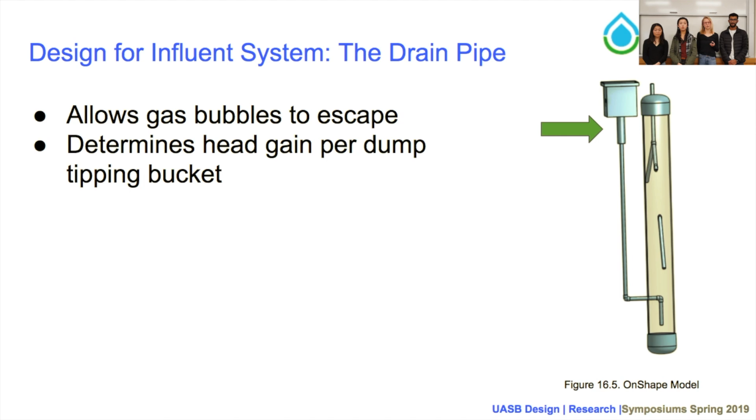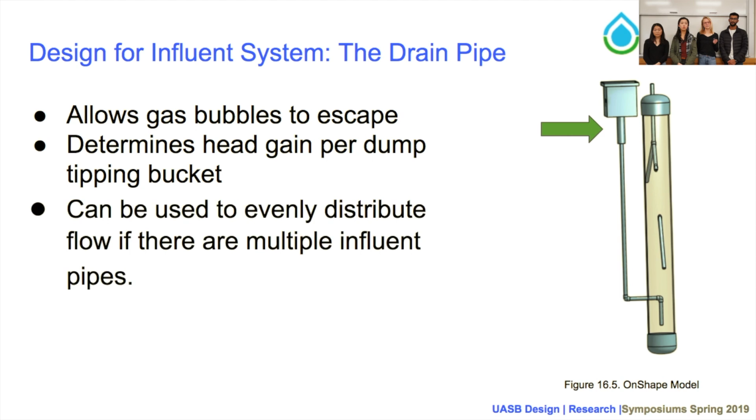And that's because the bottom of the drain pipe is in line with the water level inside that clear canister of the UASB reactor. And so the head gain per dump is just the volume of one dump of the tipping bucket divided by the cross-sectional area of the drain pipe. Lastly, the drain pipe is important because in the future, when we scale up the UASB design and might have 4 influent pipes, it will be useful to promote even flow throughout those influent pipes.